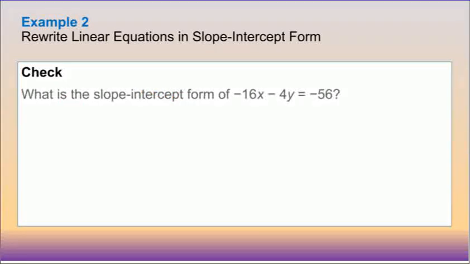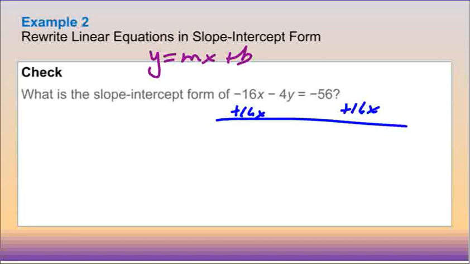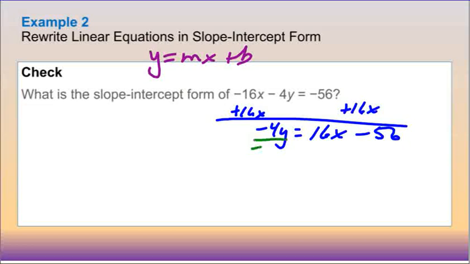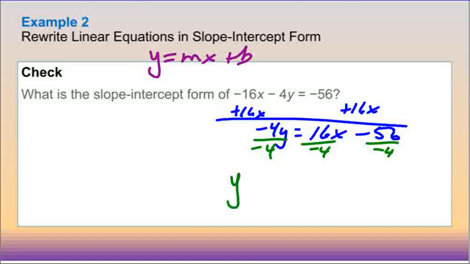Another example. Here we need to write this in slope-intercept form. So y equals mx plus b. Need to get y by itself, so I'm going to add 16x to both sides. And I have -4y equaling 16x minus 56. To get y by itself, I divide by -4. And I have an equation of y equals -4x plus 14.